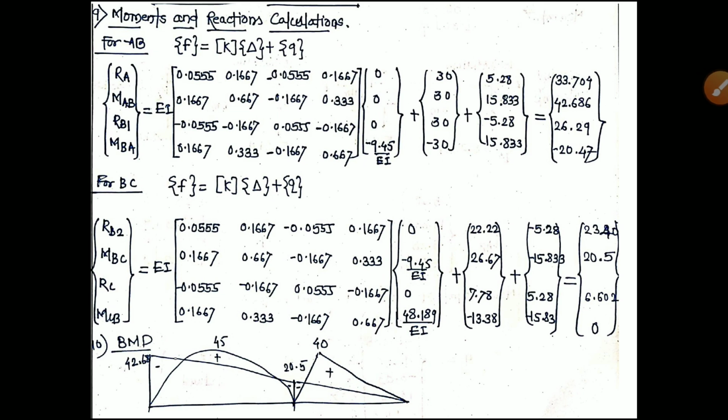And then last, the moment and reaction calculation. For AB and for BC, you can apply the separate equations, or you can use the global equation by taking K as global: for AB, F is equal to K delta plus Q, and for BC, F is equal to K delta plus Q. For members AB and BC, we have calculated all these quantities separately. You can do these calculations and get the reaction and moment for member AB. Similarly for member BC, RB and MBC, the reaction and moment at B, and RC and MBC, the reaction and moment at C support, and then lastly the final free body and bending moment diagram.